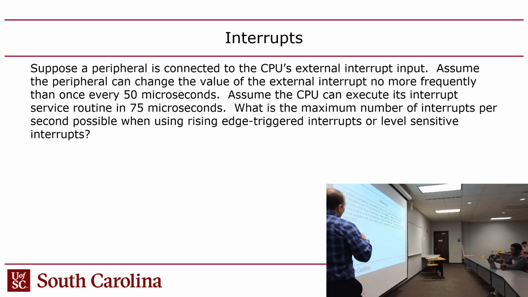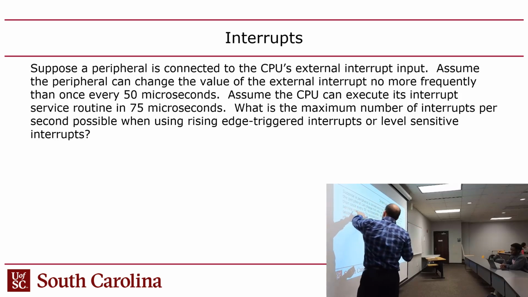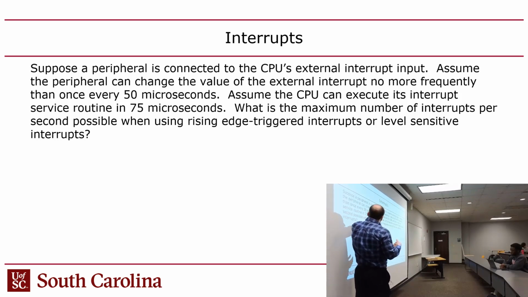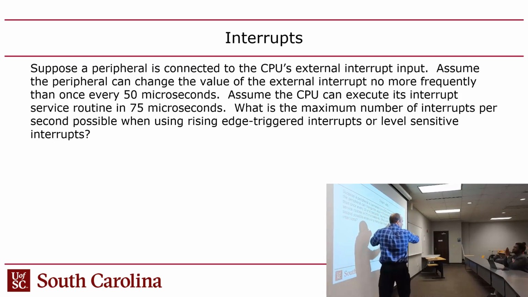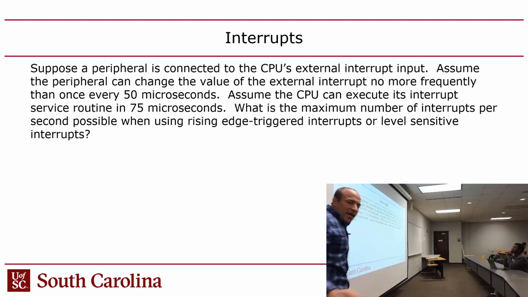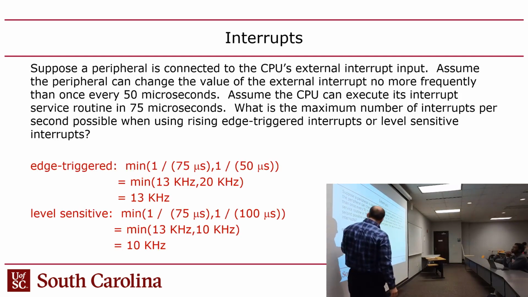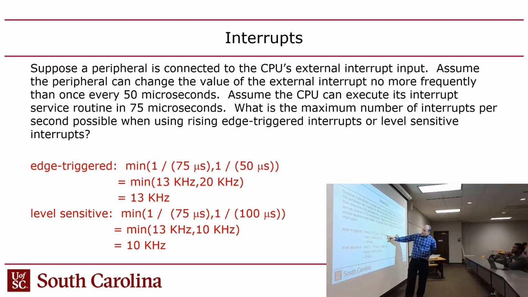For rising edge triggered interrupts, the problem is that you can only change the interrupt every 50 microseconds. In order to get a rising edge, if you're already high, you have to go low and then high again. So you go high, 50 microseconds, low, 50 microseconds, high, 50 microseconds. So I've got the minimum is 1 over 75 or 1 over 50, and this is looking for the minimum in terms of frequency.